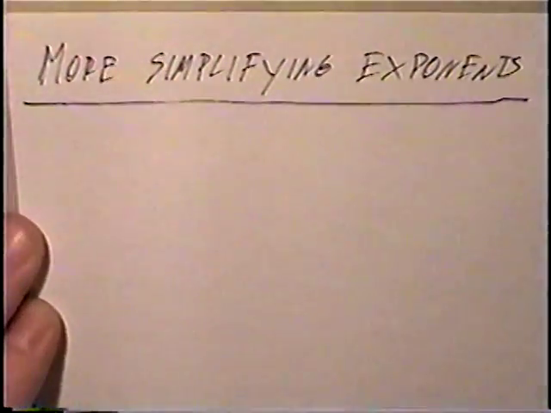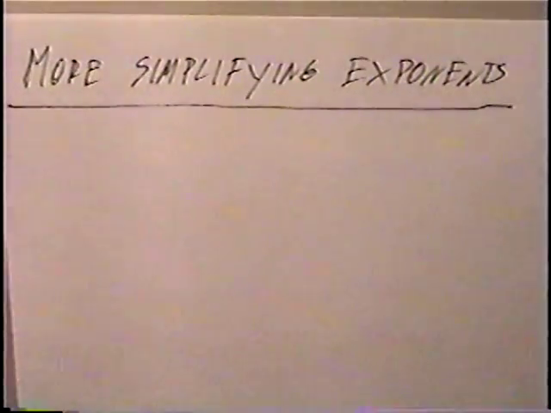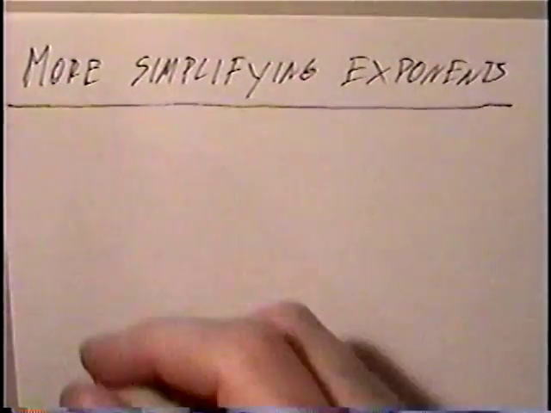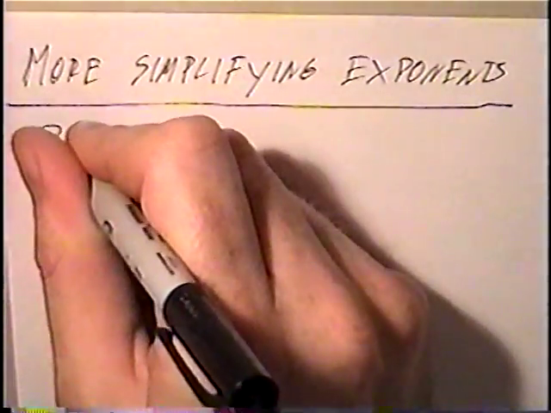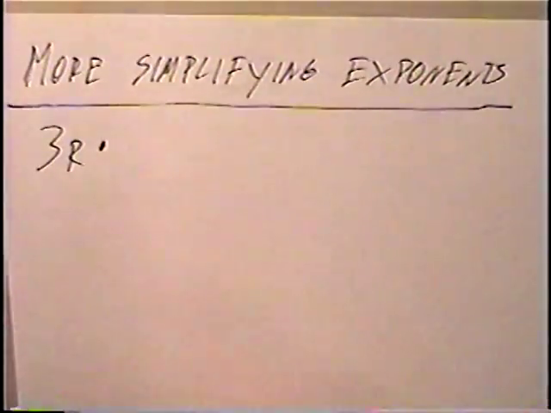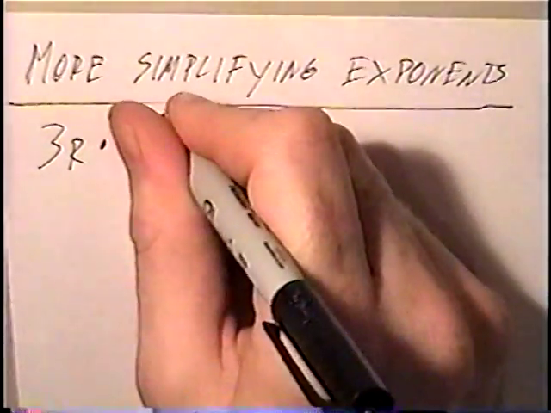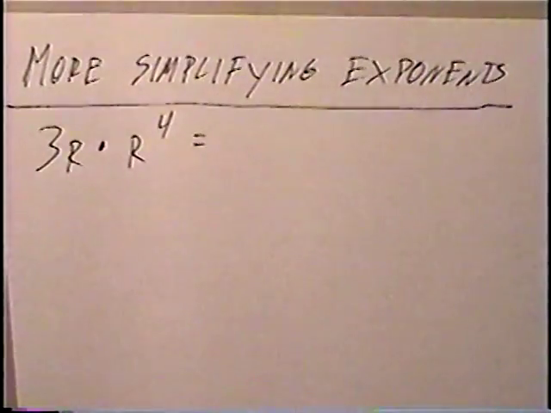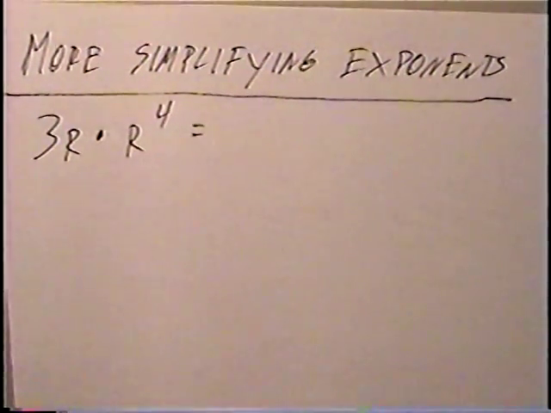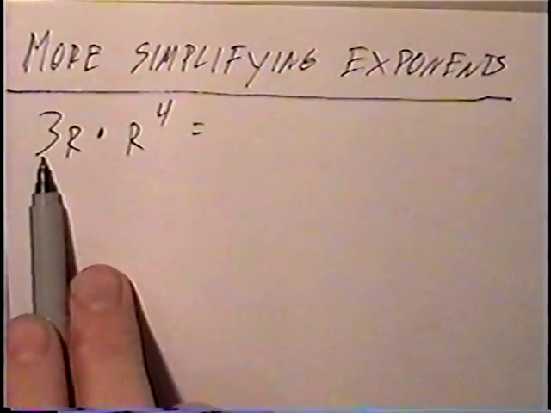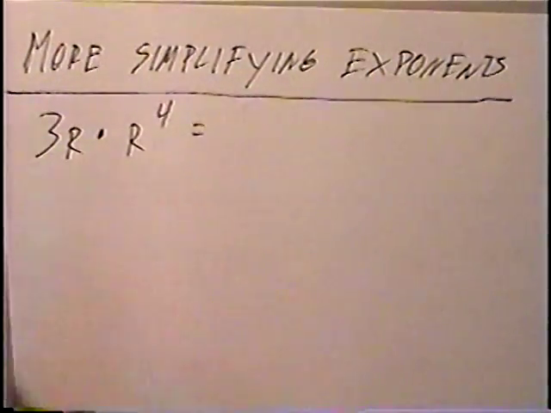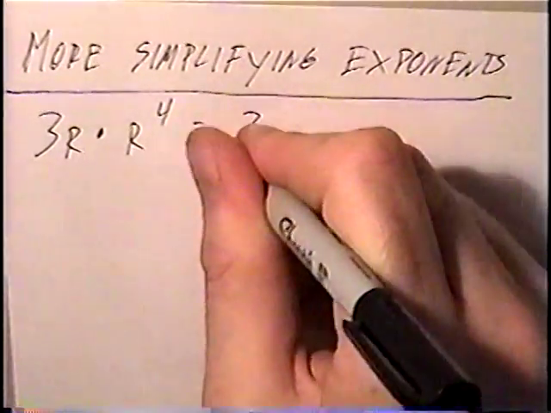In this section, we'll continue to use the property of multiplying exponents. First question is 3r times r to the 4th power. Simplifying this question, if we have a single coefficient 3 and there's no other coefficient or number to multiply by, the 3 would stay the same.